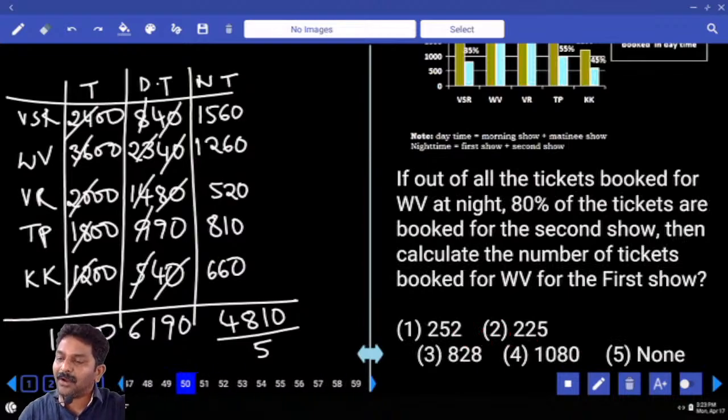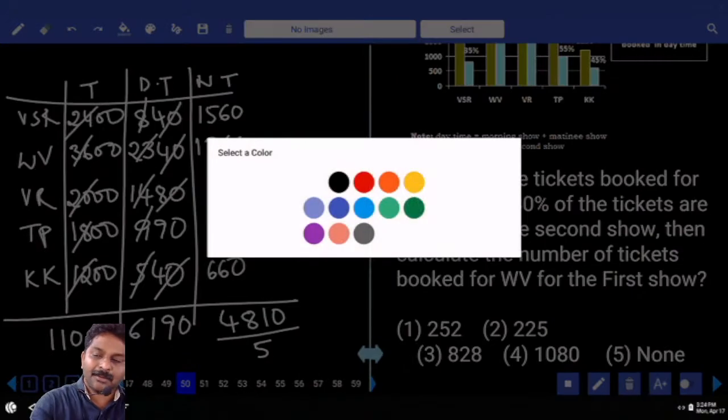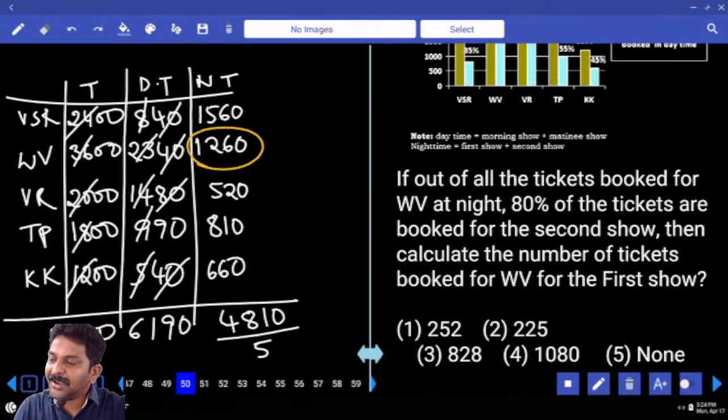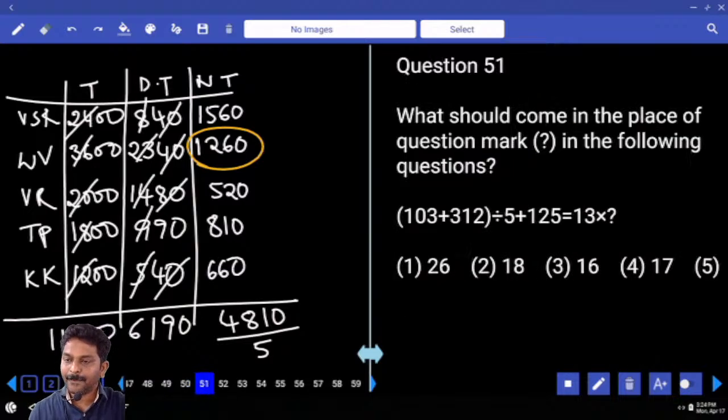Out of all the tickets booked for WV at night, how many are there? 12, 16. 80% of the tickets are booked for the second show. Then calculate the number of tickets booked for WV for the first show. That means we have to calculate 20%. 10% is 126, double, 252. Over.